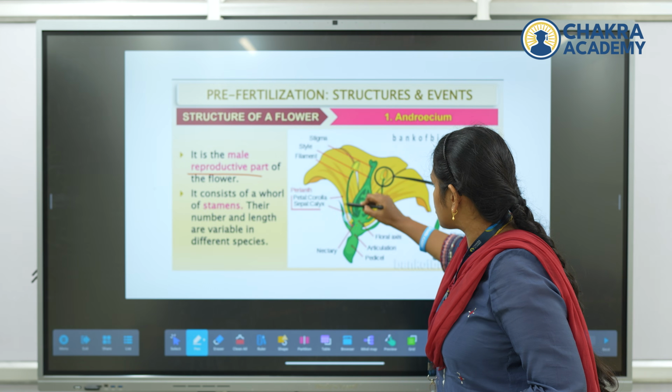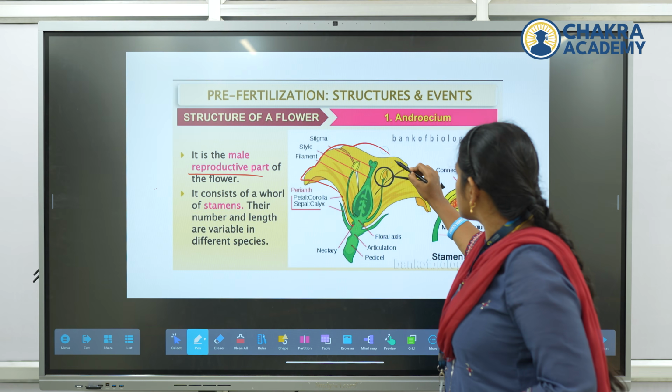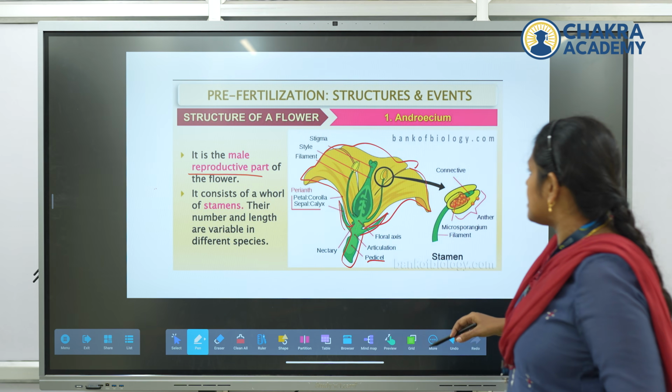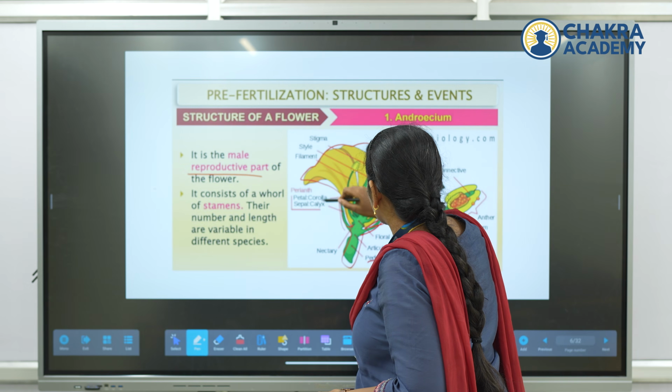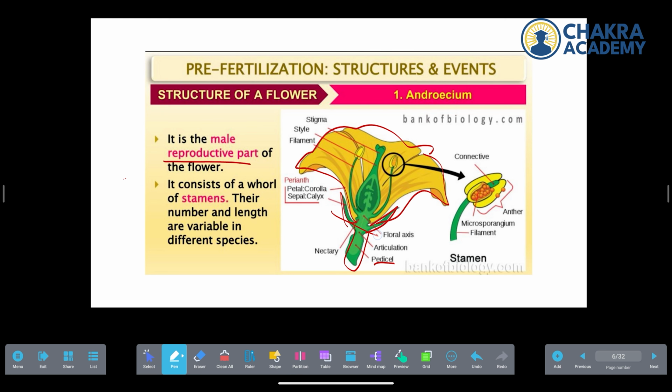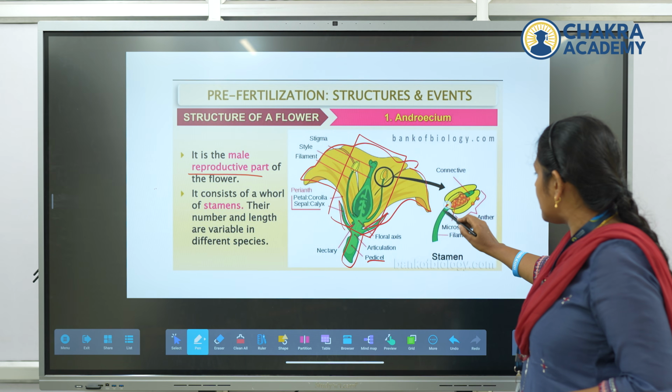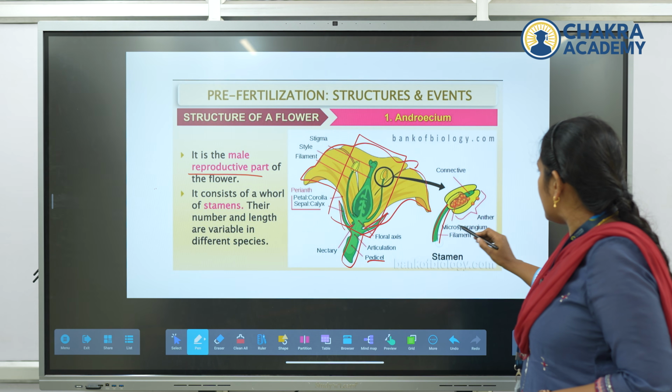First, we are going to see the structure of a flower. The outermost part of a flower is known as the petal and the base part is known as the sepal, followed by the base which carries the entire flower, known as the pedicel. The centermost region is occupied by the reproductive parts of a flower, that means the male and female reproductive parts. The male reproductive part is known as the androecium. In this androecium, we have the stamen and anther.